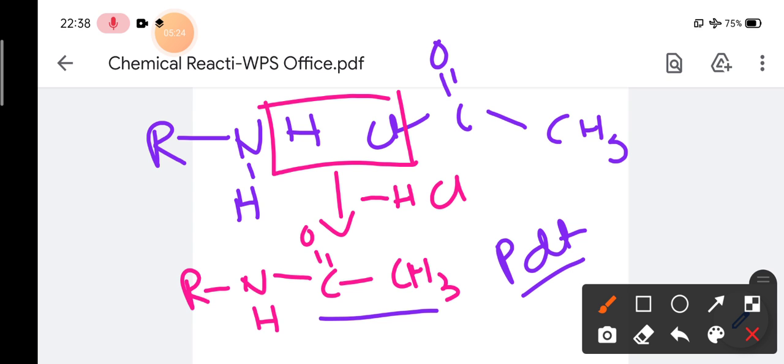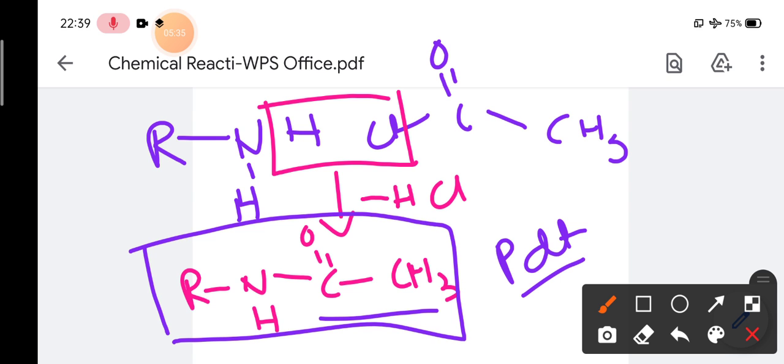We can do this acylation reaction by a simple trick, by simply removing the HCl part from the system, and after removing the HCl part we will get the required product. Here R can be anything, any alkyl group. It can be CH3, C2H5, or anything. We can do this type of reaction by simply removing the HCl part from the system. So this is reaction number 1, and it is called the acylation reaction.